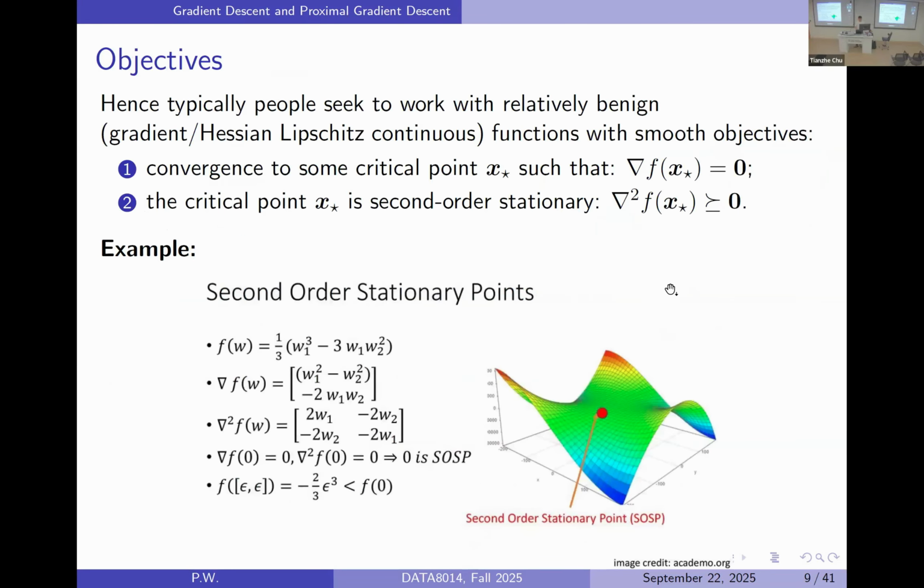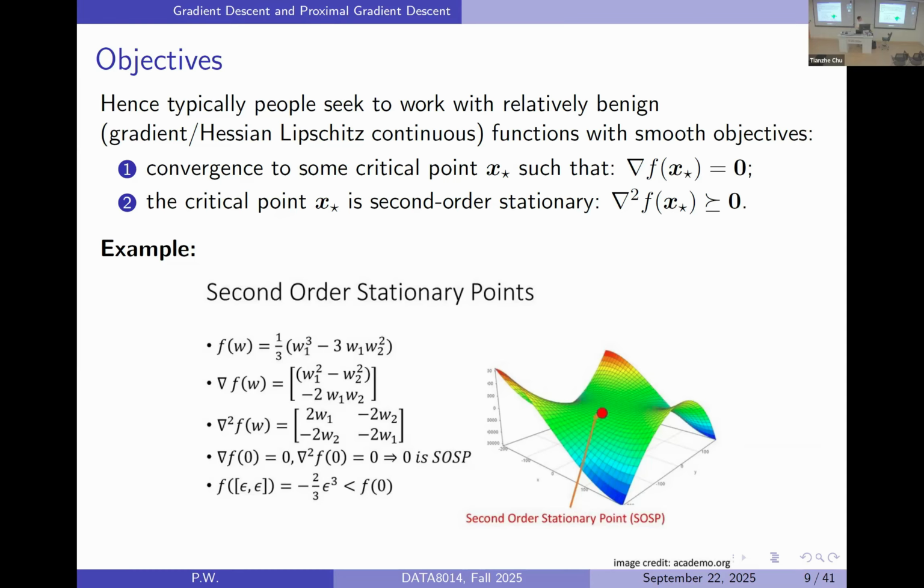Well, and in practice, although the problems we meet in application are very complicated and non-convex, right? But we still try to find some good points for these non-convex problems. And we want to explore the benign structures of the optimization problem. Some typical relatively benign properties, like the problem is smooth and has Lipschitz gradient or Lipschitz continuous Hessian.